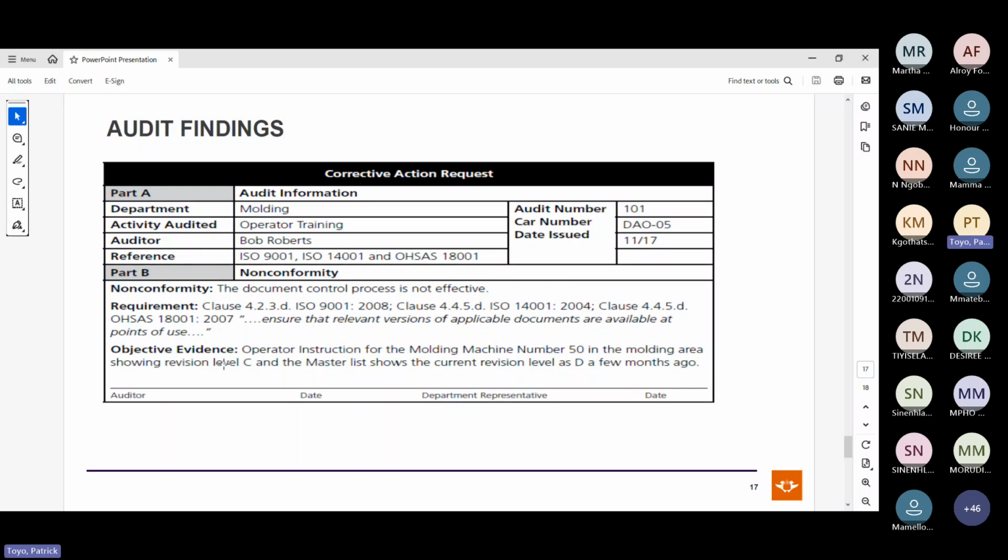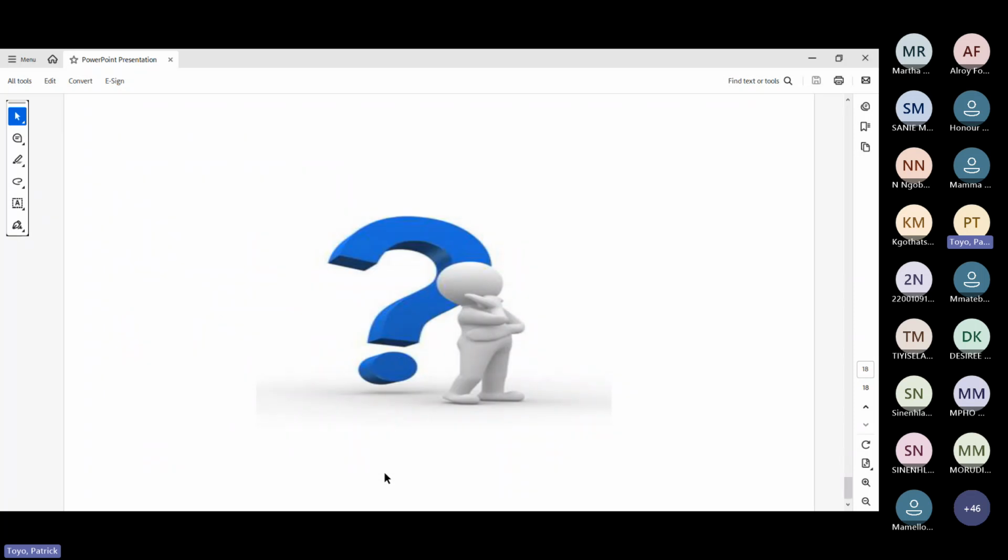And they say the objective evidence, the operator instructions for the machine, shows the current revision level as B a few months ago. Oh, so yeah, it's not aligned to showing revisions. So there's a version control issue here. So this is just an example, and that's it.